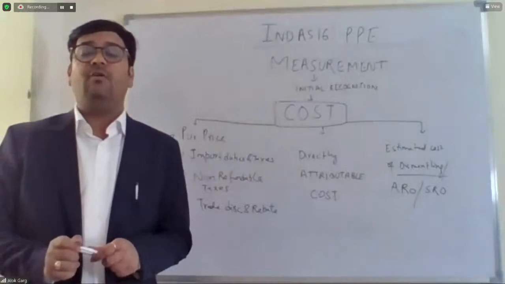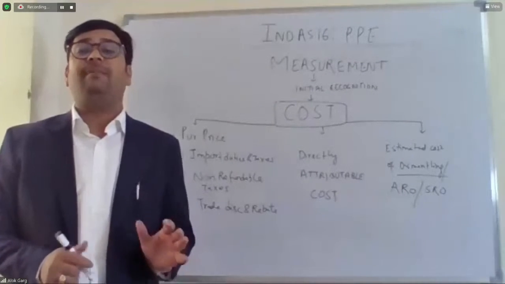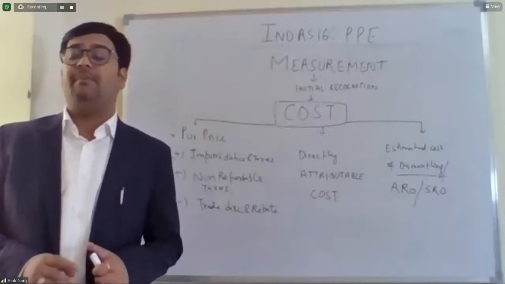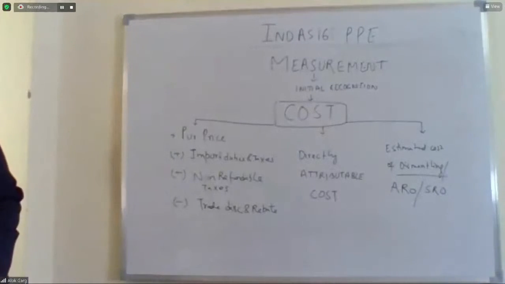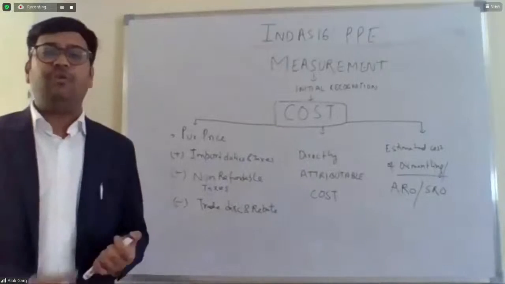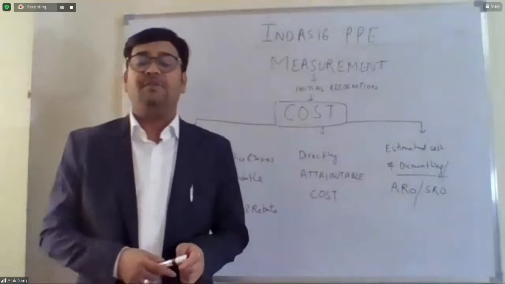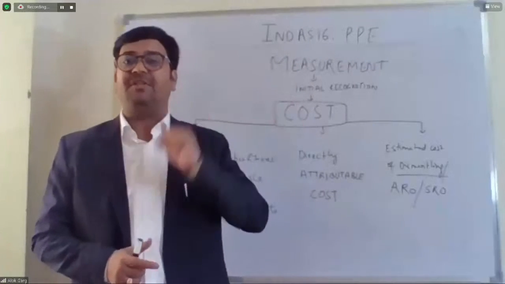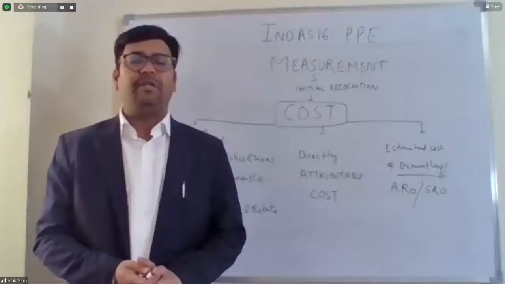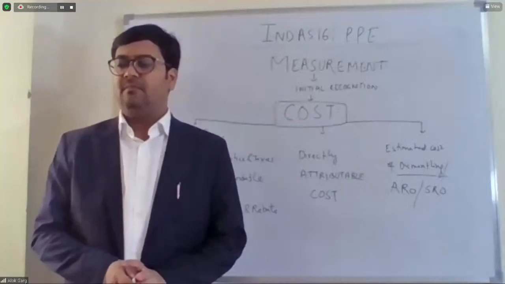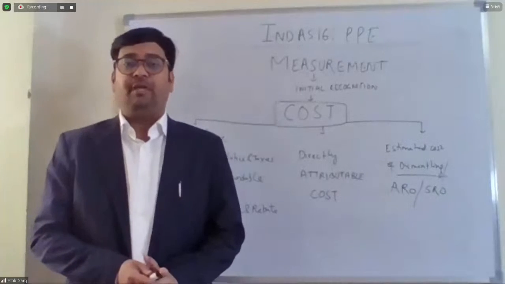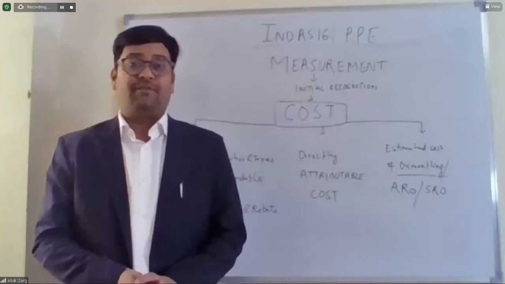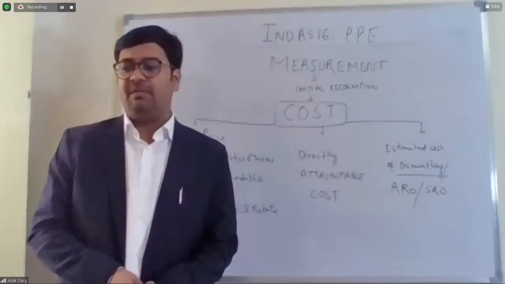Now tell me, what is meant by the dismantling cost, ARO cost or SRO cost? What do you understand about this? Can you give me the name of any company which has a huge asset retirement cost in its balance sheet? I can give you an example. It could be a petroleum company, gas company, or an infra company. So can you name the company?